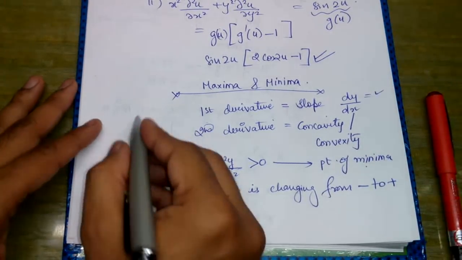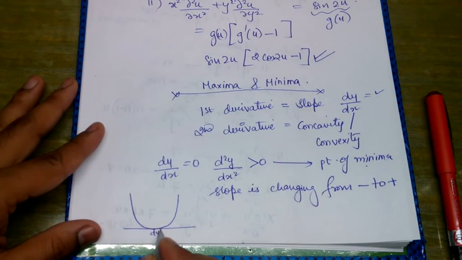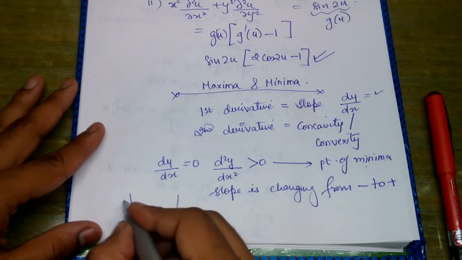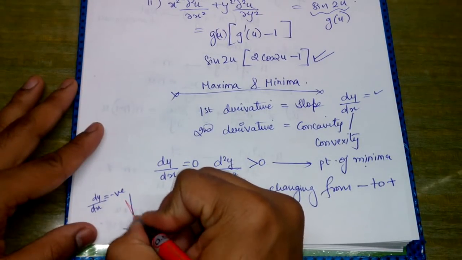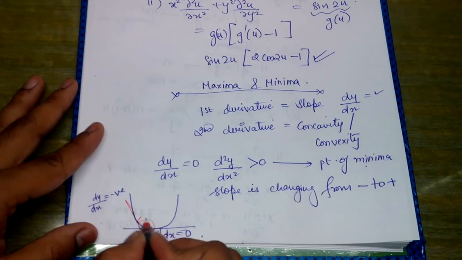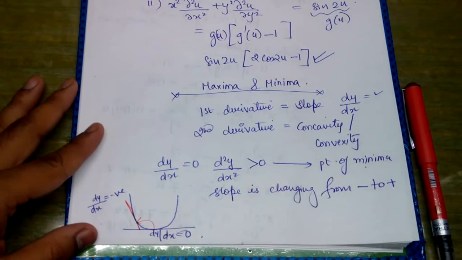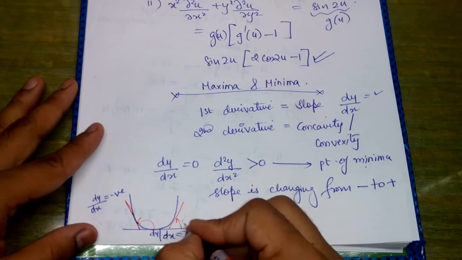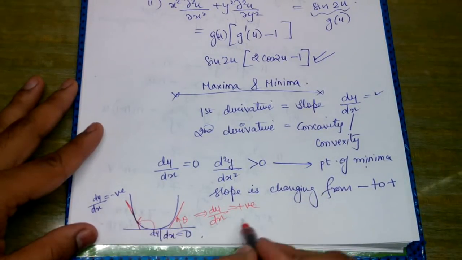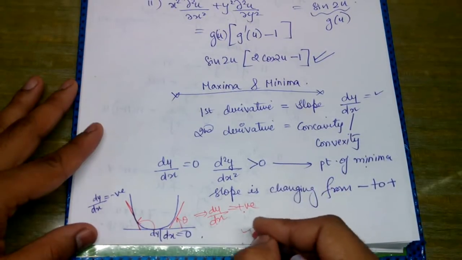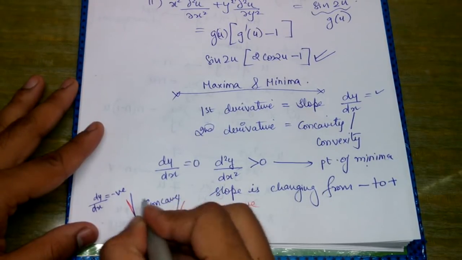So in case of minima, the slope is changing from negative to positive. For example, we have a curve like this. At this point dy by dx is equal to 0. Here we have dy by dx negative, because if we take the slope at this point, this is the angle measured anti-clockwise from the x-axis, and it is an obtuse angle, and hence the slope is negative, whereas here the slope is theta and it is acute, and hence dy by dx is positive. The slope is changing from negative to positive, that means we have the point of minima, and this is the concave nature.